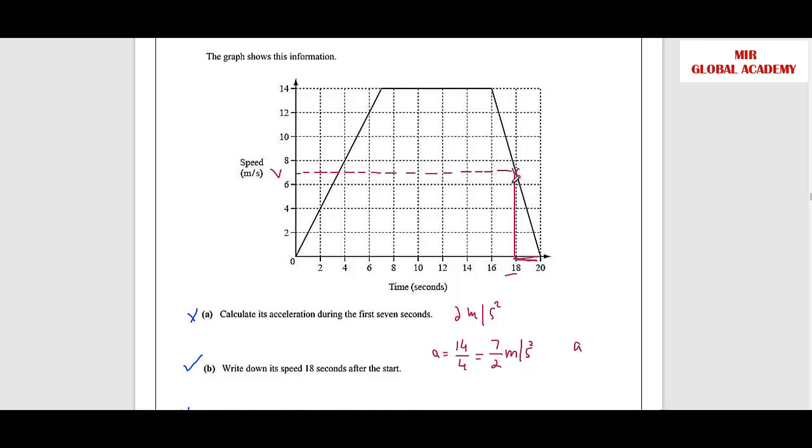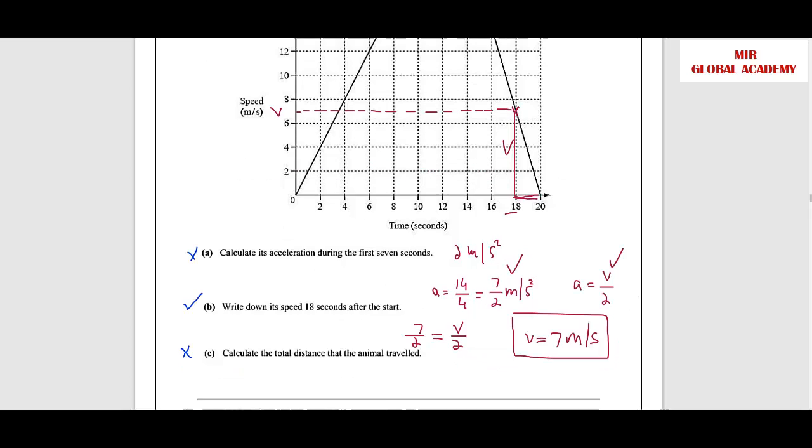Now we are going to calculate the acceleration in this part of the line. Here the rise is v and the run is just 2. As we know that the gradient of this line remains constant everywhere, and the gradient of this line is acceleration, the acceleration remains constant. Either we calculate the gradient of the whole line or a part of the line, they must be equal. So these two values will be equal. Just by cross multiplying or by simplification, v is 7 meters per second.